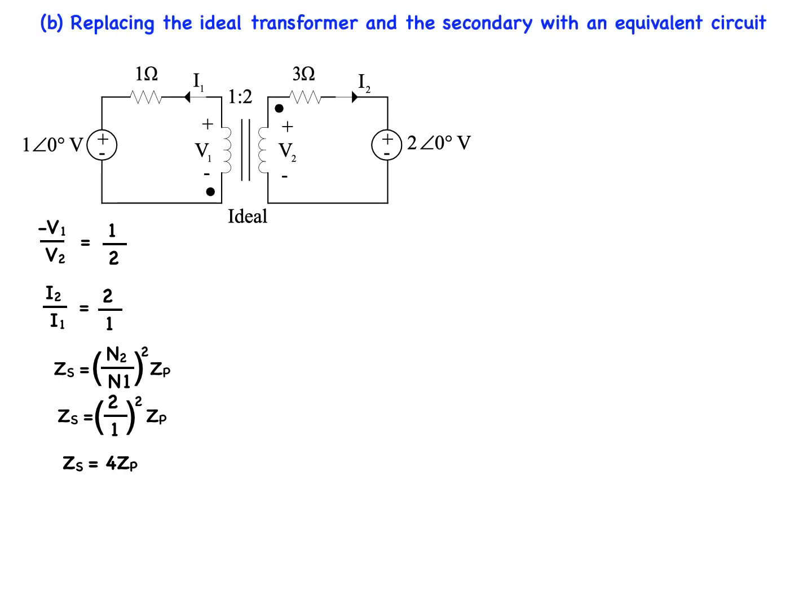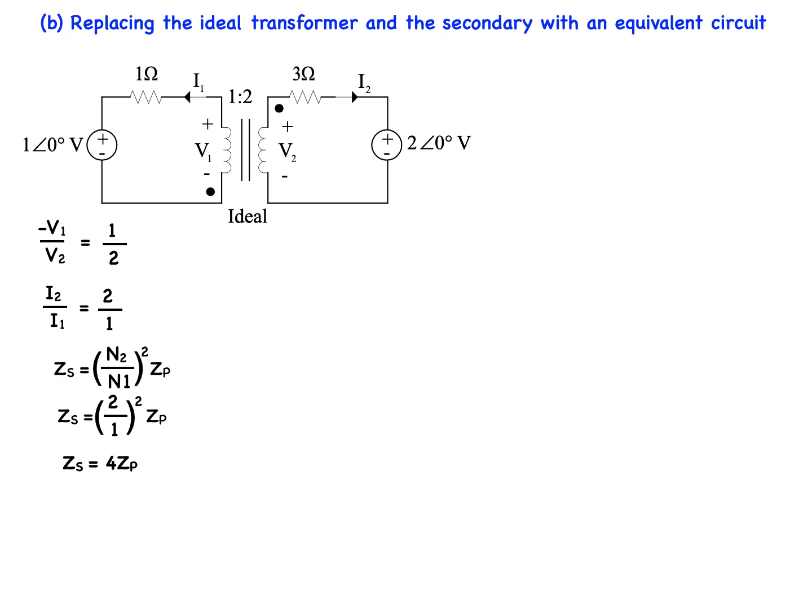Moving on to B, replacing the secondary and ideal transformer with an equivalent circuit. In other words, we are going to move the components of the secondary side of the transformer to the primary side, starting with the impedance or the 3 ohm resistor.